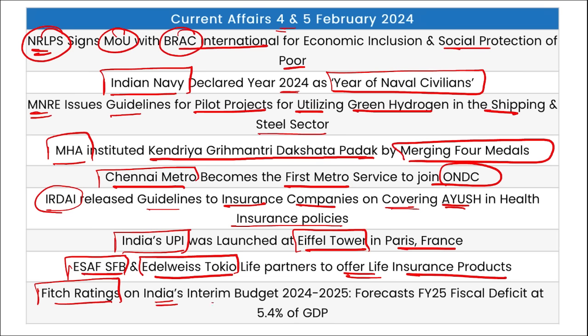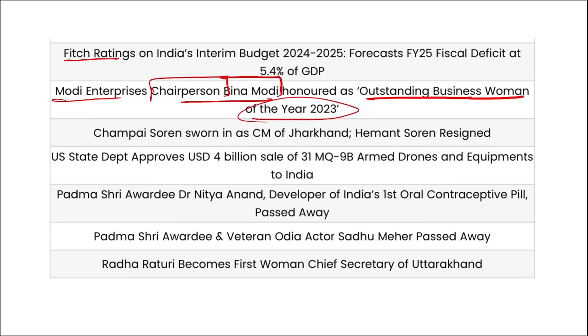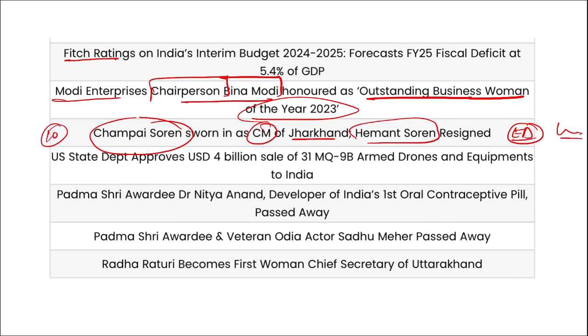Fitch Ratings on India's interim budget 24-25 projected a fiscal year 25 fiscal deficit at 5.4% of the GDP. Expected in the budget was 5.1, so it is 0.3% more than that. Modi Enterprise Chairperson Beena Modi has been honored with the Outstanding Business Woman of the Year 2023. Champai Soren sworn in as the Chief Minister of Jharkhand, and Hemant Soren resigned after the ED raid on him for the land case. And remember, Champai Soren will be given 10 days to prove his majority.